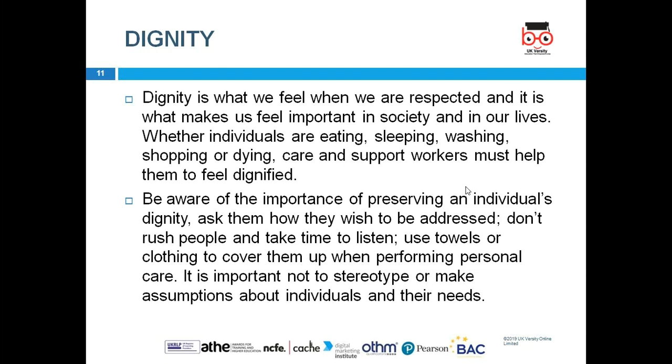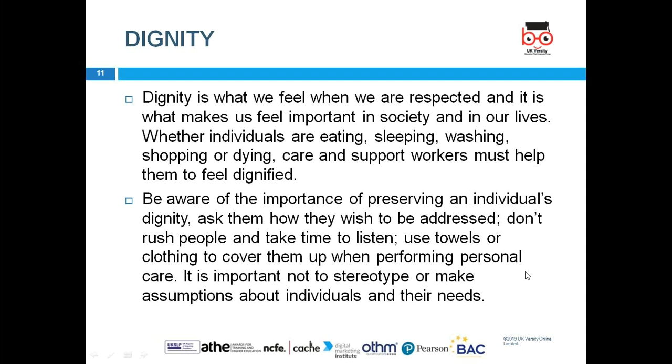Ask them how they wish to be addressed. Some people might say, I want to be called Sophie, if that's the person's name, or they might say, I want to be called Mrs. Baxton. You know, it depends on what their choice is. They might want you to be formal with them or informal, so you need to ask them. So don't rush people. Take your time to listen. And if you're helping them do personal care, just the basic simple things that you're already aware of, use a towel or a piece of cloth to cover them up when you're helping them get dressed.